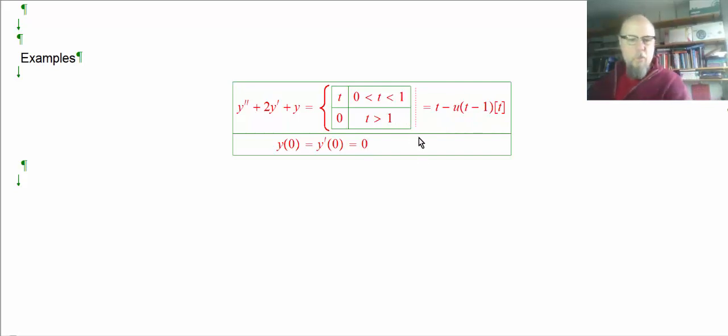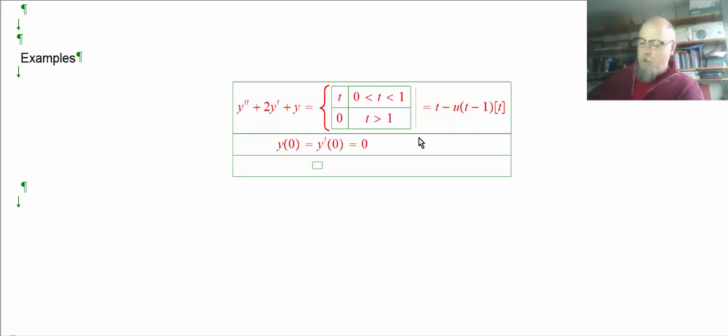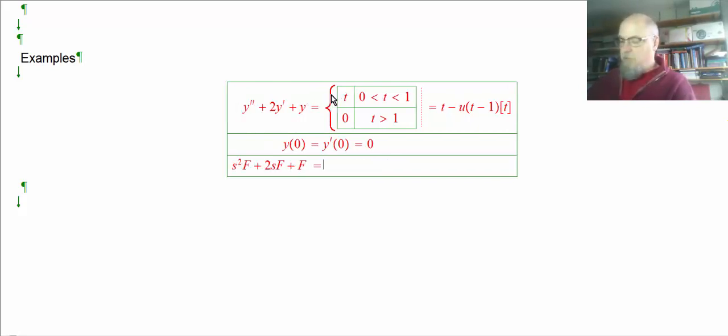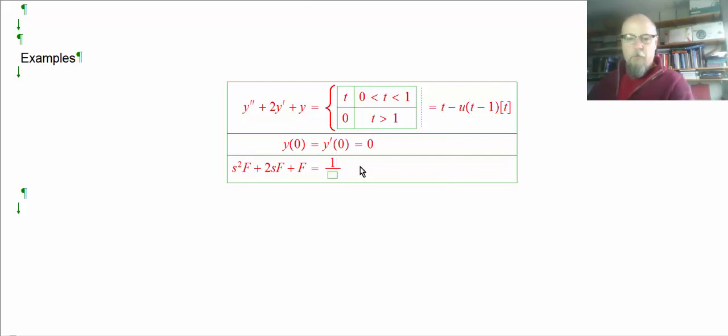Let's take the transform then. The transform of y prime prime is s squared F minus, both coefficients are 0, so minus s times 0 minus 0, plus 2 times the transform of y prime, s F minus 0, plus the transform of y, F, is equal to. So with the two initial conditions of 0, I can see I'm going to factor the F out here and I'm going to get my auxiliary equation, or a piece that looks like my auxiliary equation. The transform of t, 1 over s squared.